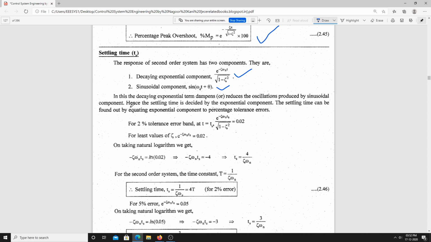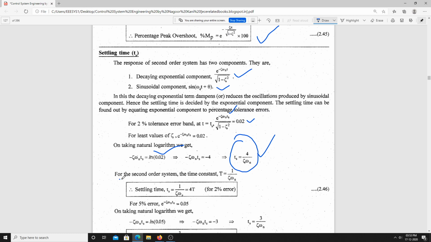For example, for a 2% tolerance error band, at t equal to ts, I'm redefining the time t equal to ts, settling time I'm talking about. So it will be e power minus zeta omega n ts by under root 1 minus zeta square equals 0.02, so 0.02 I am considering. For small values of zeta, e power minus zeta omega n ts equals 0.02. Taking the natural logarithm, the value of ts is nothing but 4 by zeta omega n. So ts equals 4 by zeta omega n.